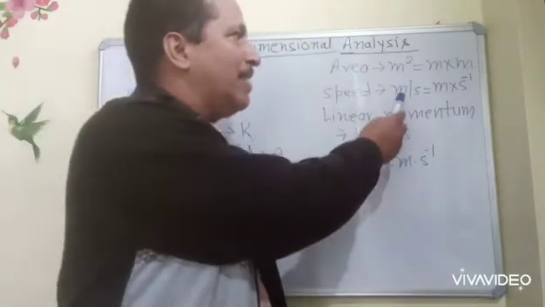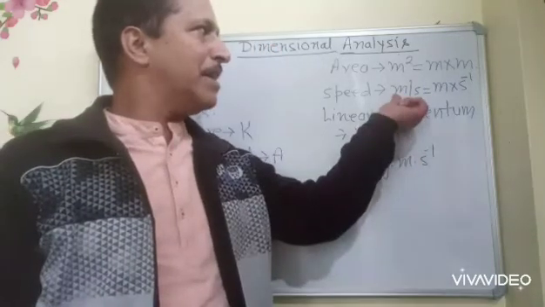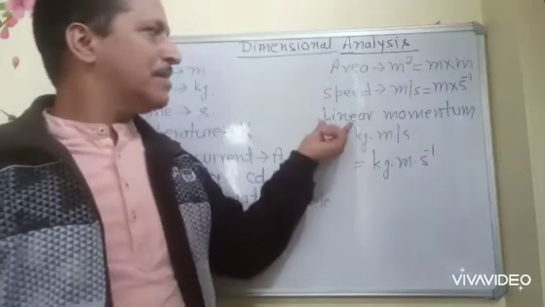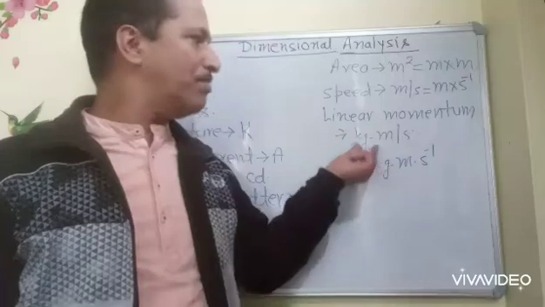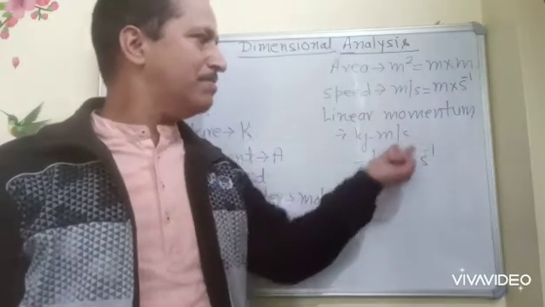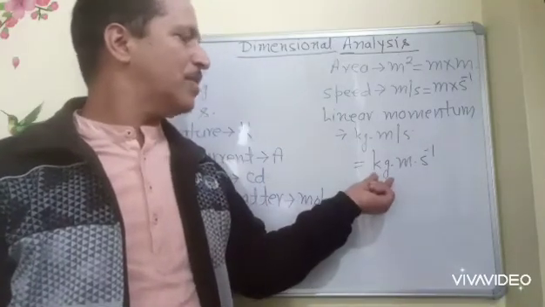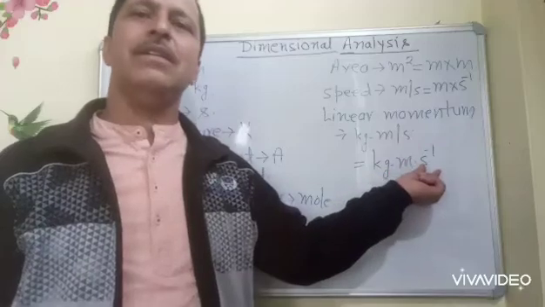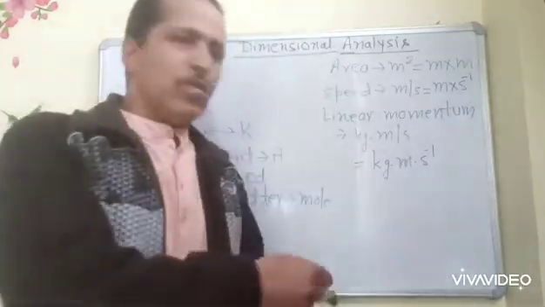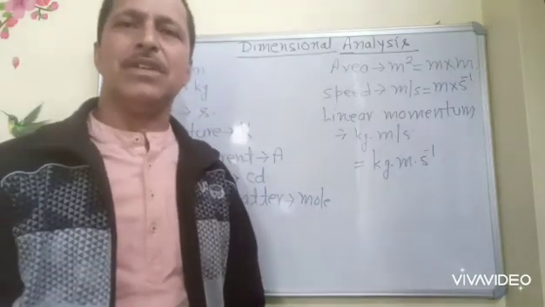Speed is the product of length and inverse of time. So its unit is meter per second, that is meter into second inverse. Similarly, linear momentum is the product of mass and length and inverse of second. Its unit is kilogram meter per second, which can be written as kilogram meter into second inverse. This way, all other quantities except these 7 quantities are the derived quantities.